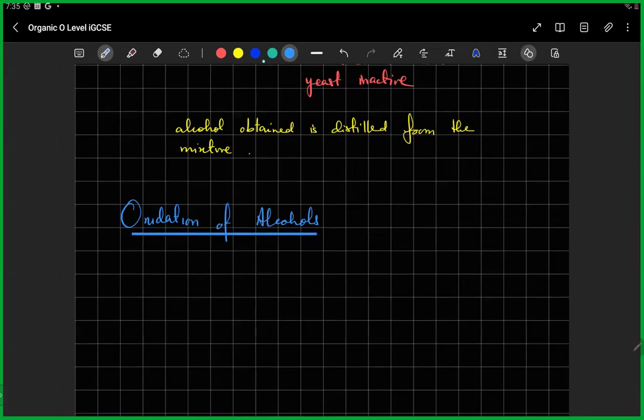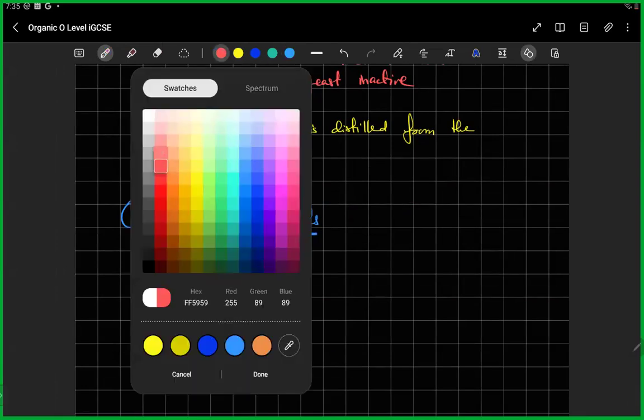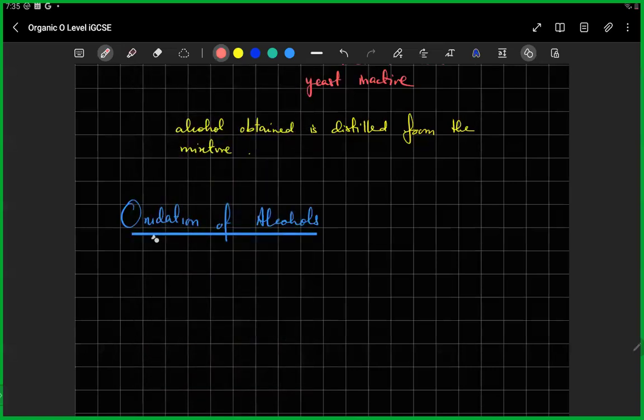Now, what is oxidation? Oxidation is when you add oxygen to something. Okay, it's the addition of oxygen, just the oxygen atoms, or it's also the removal of hydrogen. So number one, how do alcohols get oxidized?